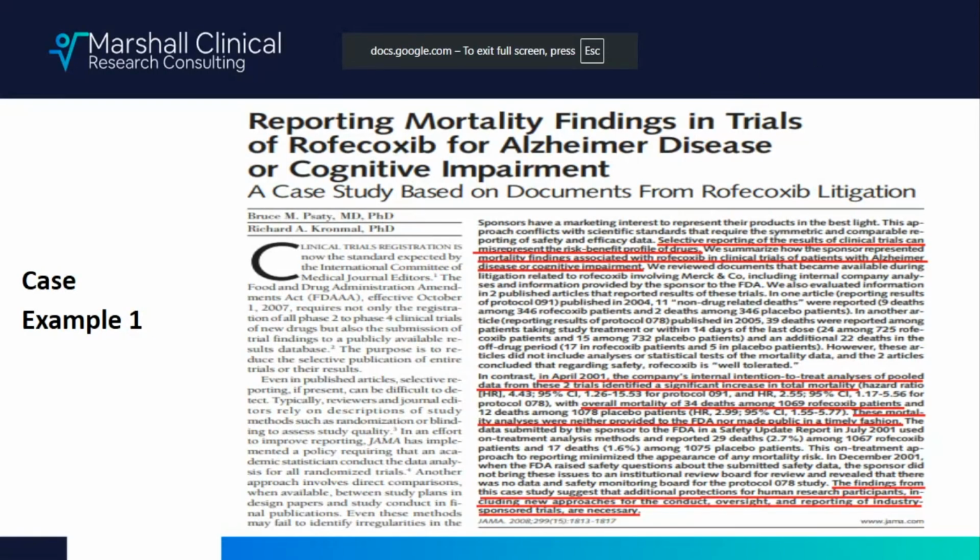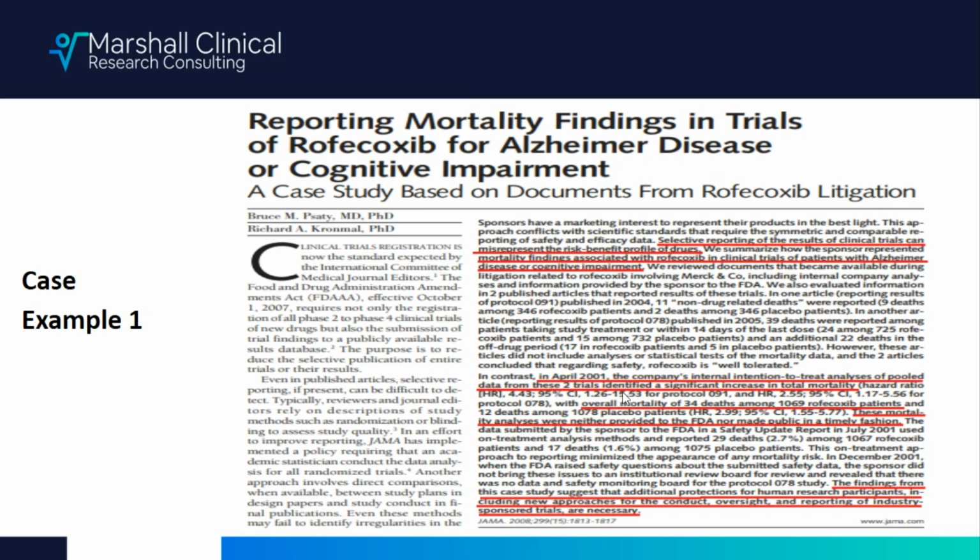So let us discuss this very important case study that was performed on a previous study based on a clinical trial of a drug called rofecoxib. What happened was the pharmaceutical company that was performing the trial did selective reporting of the results of the clinical trials, which actually misrepresented the risk and benefit profile of the drug. And the mortality findings associated with the drug rofecoxib was hidden until the investigation was performed.